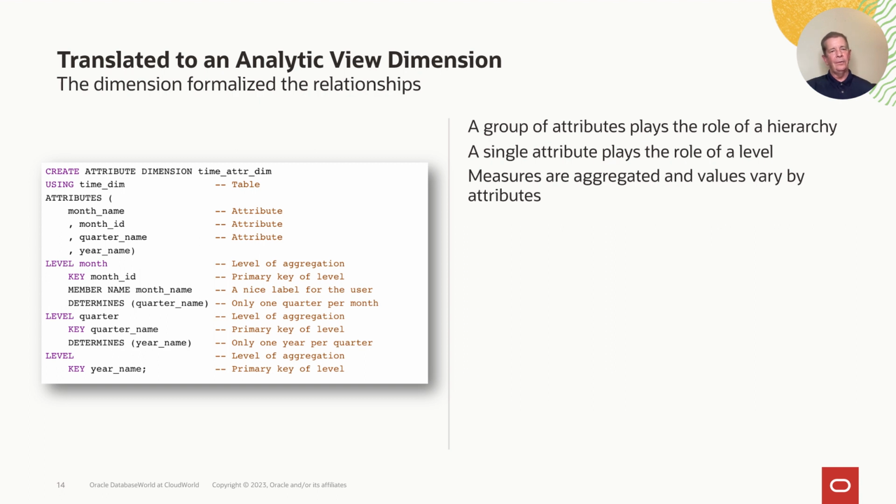And then we have hierarchies, determinants. Determinants simply says that for every month, there is only one value of a quarter. So this is a constraint. And this repeats a couple times. This is the basic construction of an attribute dimension. Not hard at all.